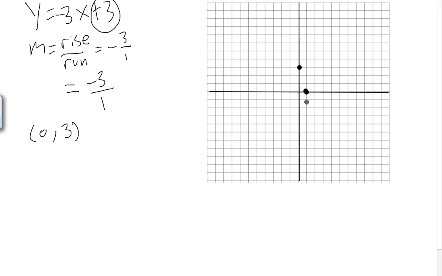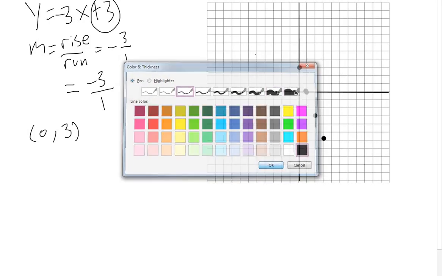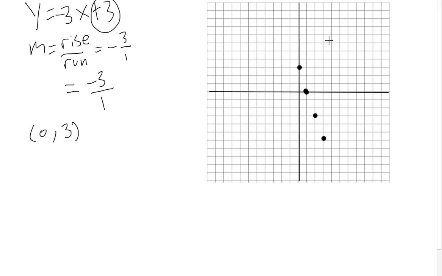But if I want a third, I can go down 1, 2, 3 again and over. And just keep going until you have as many points as you want. 2 is enough. 2 will give you the equation of your line. So if I make my line passing through those points, the line looks something like this. Perfect. That's a line with slope negative 3.